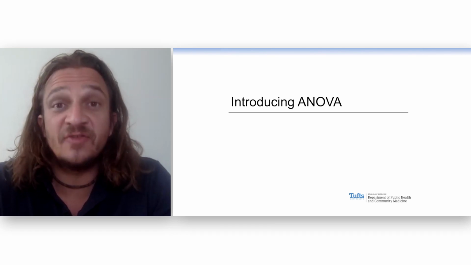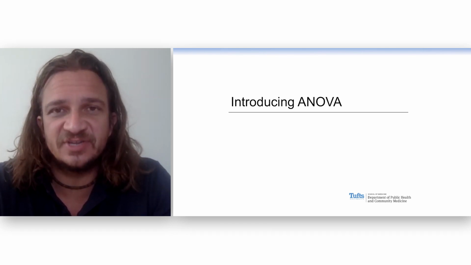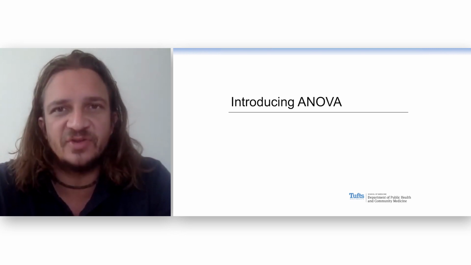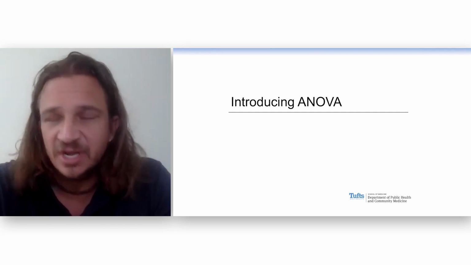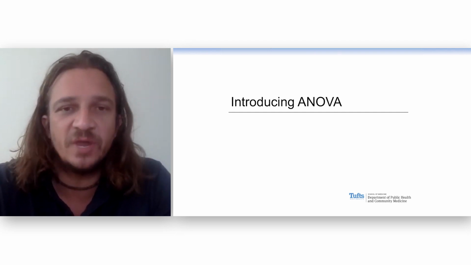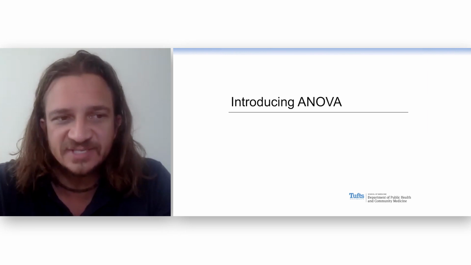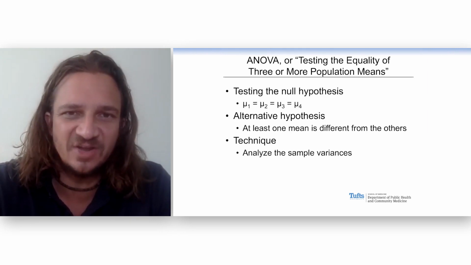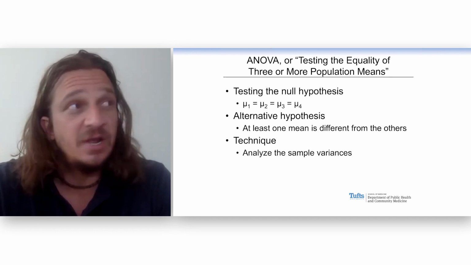In this video, we're going to introduce the statistical test ANOVA, the analysis of variance. And we're going to see how it's related to a t-test and how it's related to multiple linear regression. And you're going to be able to sandwich this ANOVA test in between those two concepts so that you can answer research questions that test the equality of 3 or more population means.